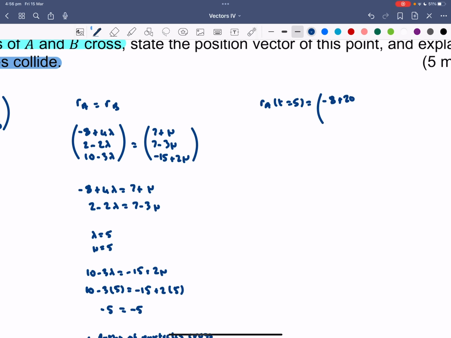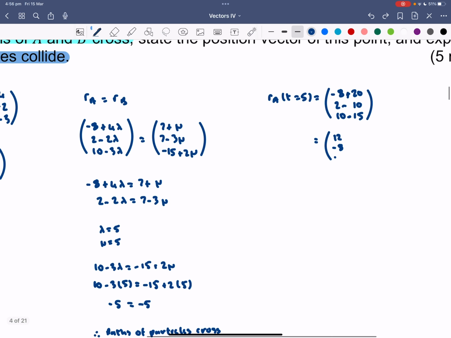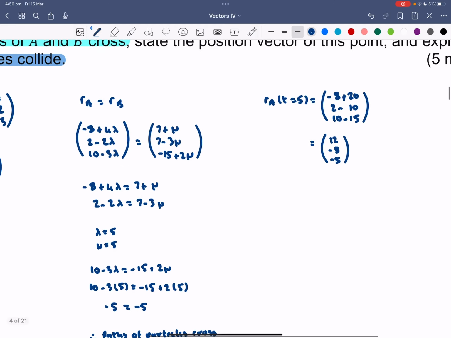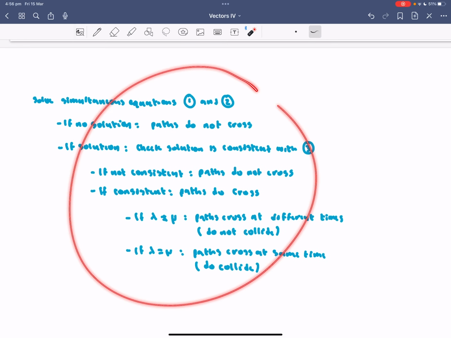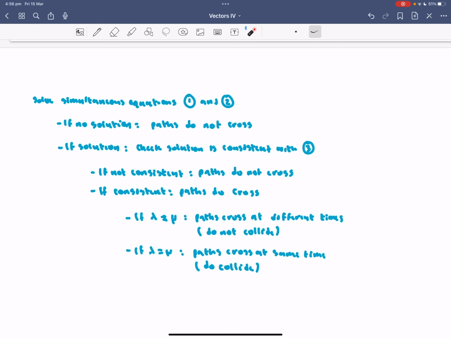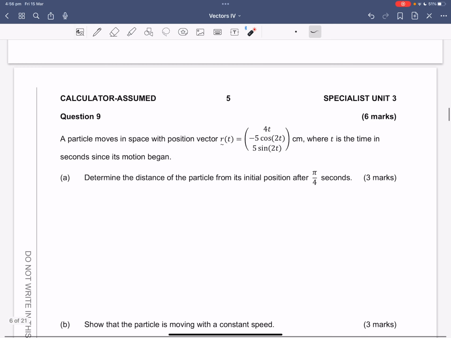Minus 8 plus 4 5s are 20. 2 take away 2 5s are 10, and 10 take away 3 5s are 15. Okay, so therefore they intersect at minus 8 plus 20 is 12, negative 8, negative 5. 12, negative 8, negative 5 is where the paths of these particles cross. Easy. Alright, so that is important for intersecting or crossing paths or collision of two moving particles in 3 dimensions.